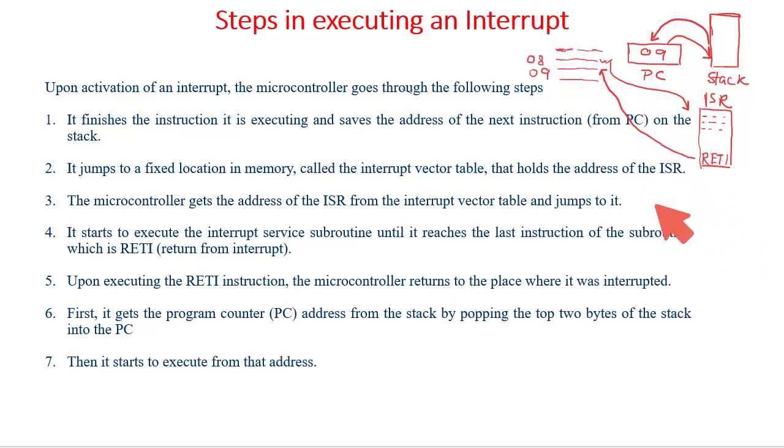For that, first it gets the value of the program counter from the stack by popping the top 2 bytes of the stack into the PC. Why 2 bytes? Because the memory locations are 16 bit. Then it starts to execute from that address. Means here the execution will start from 0009. So these are the steps when an interrupt is sensed by the microcontroller.